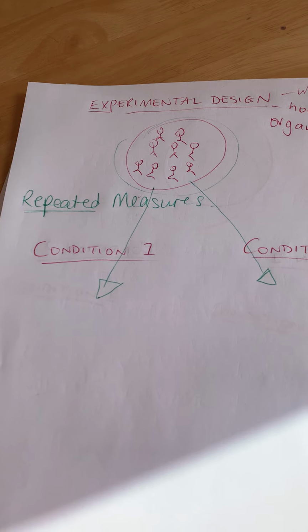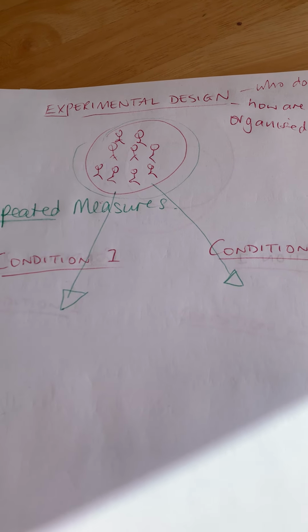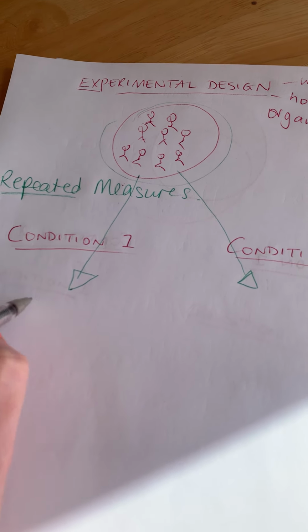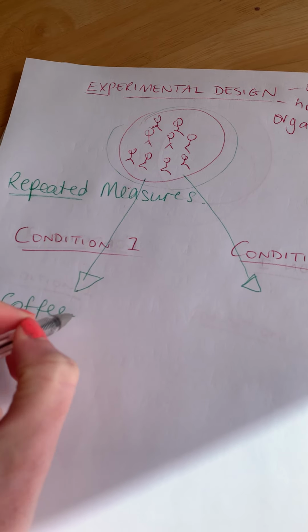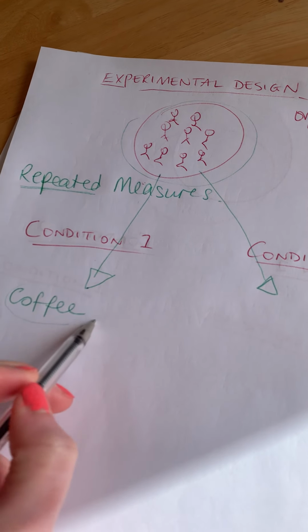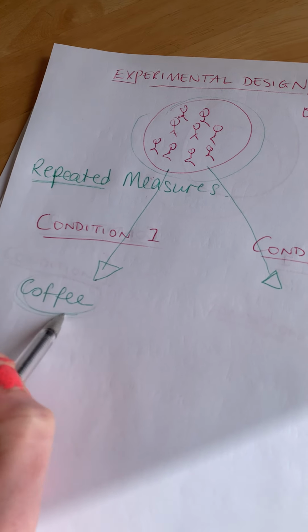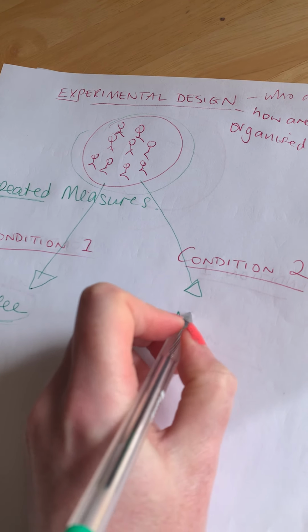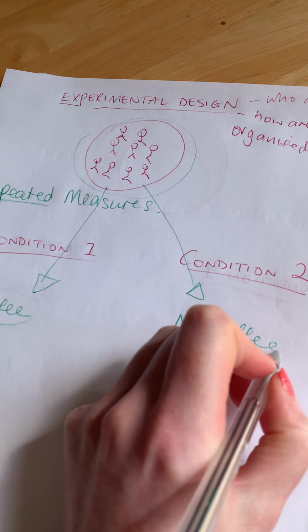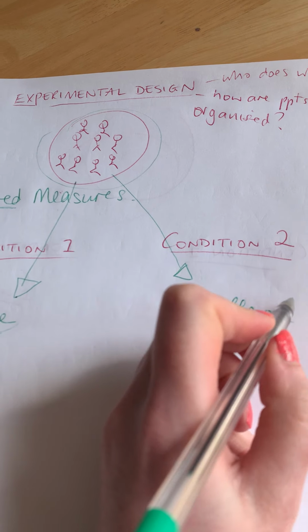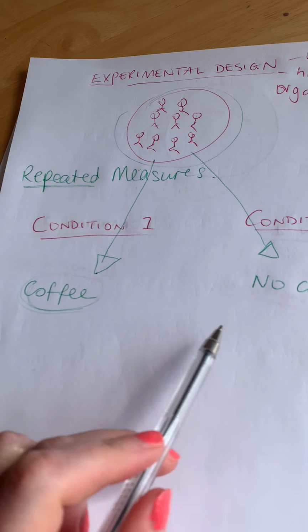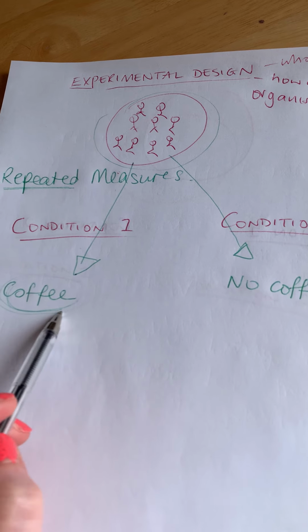So let's say we were investigating the effect of coffee on concentration. Condition 1, participants will have 5 milligrams of coffee. Condition 2, they will have 0 milligrams of coffee. They will be given a task to do in each condition, and then we will measure their concentration.